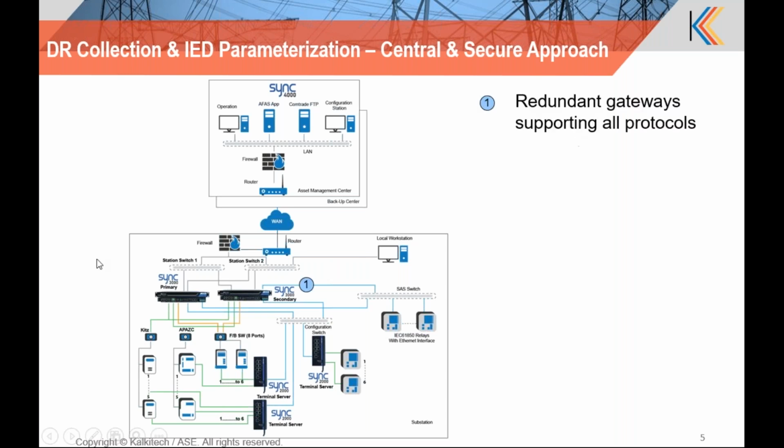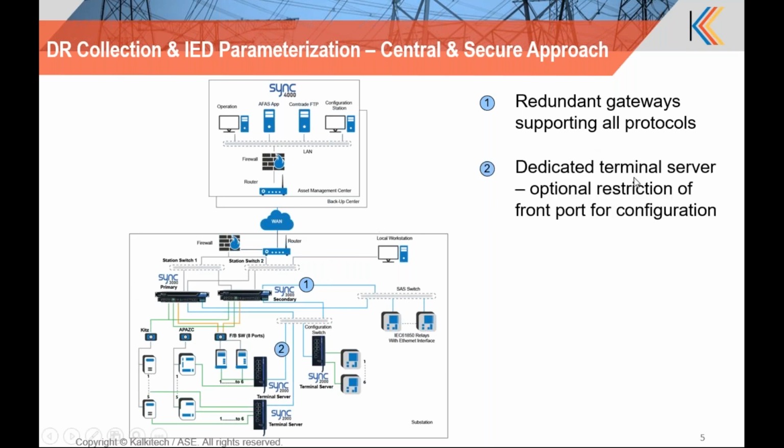So in short, there are redundant gateways so that a single point of failure will not affect the system. We have a redundant gateway supporting all the protocols. In the redundant gateway itself, using a single port connected to the IEDs, these gateways can collect the live data, and also, using the pass-through functionality, pass the configuration messages to the corresponding IEDs using the single port itself.